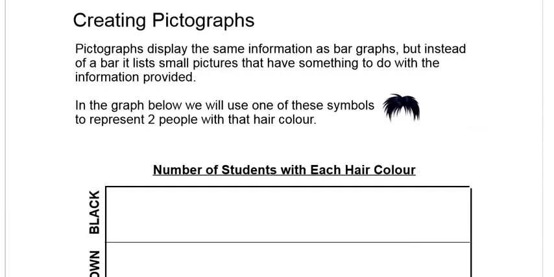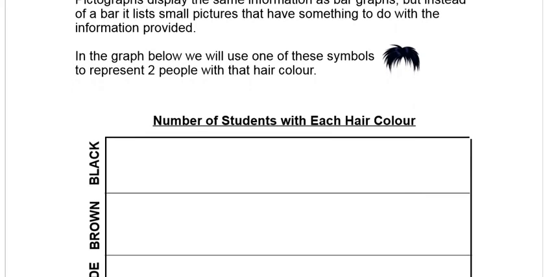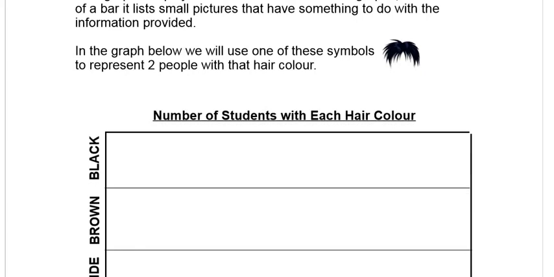Next one we have is called a pictograph. Pictographs display the same information as bar graphs, but instead of a bar, it lists small pictures that have something to do with the information provided. In the graph below, we will use one of these symbols to represent 2 people with that hair color. So for this one, we're going to have a little hair, a little wig for each 2 people.